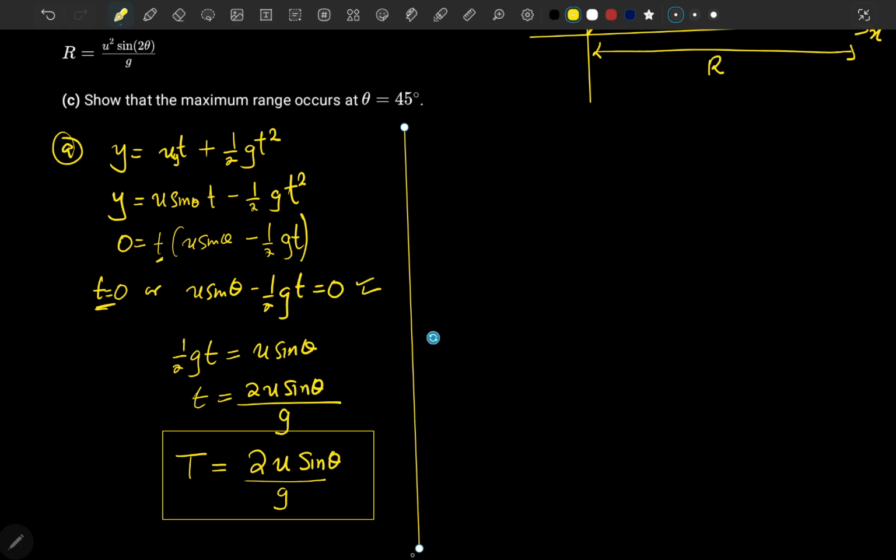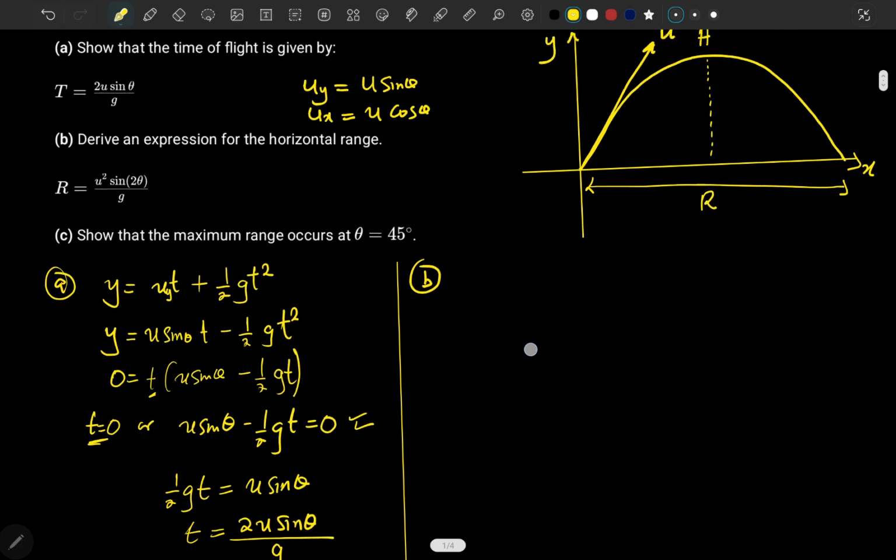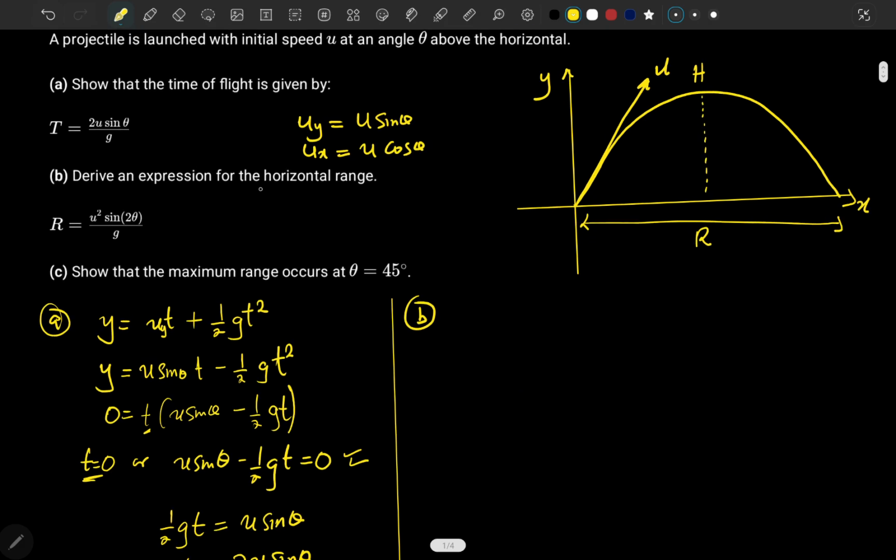All right, I would advise you know how to derive these equations from scratch. Then B says derive an expression for the horizontal range, this range. Now range is just distance. The same way you know that distance is given by speed times time, even here, range is just velocity in the x times time.